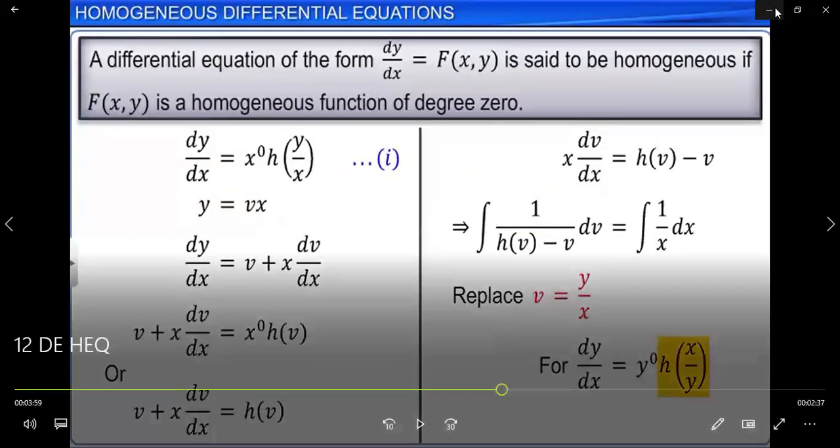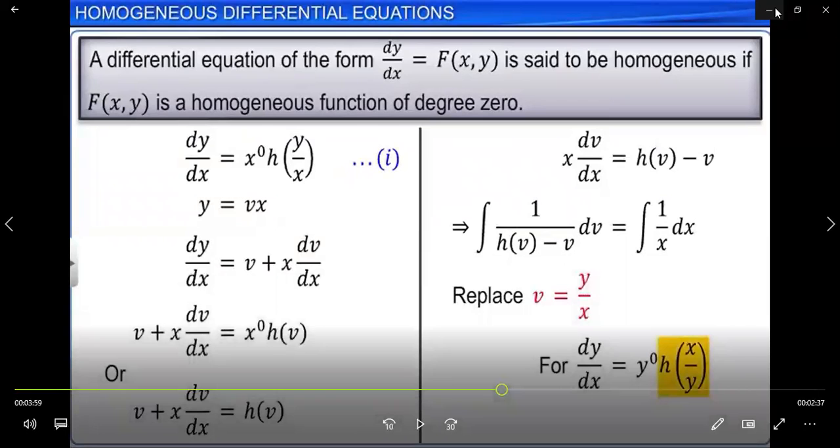Okay, so this was the first case in which the differential equation was given as dy by dx is equal to x raised to the power 0 into h of y by x. In that case, you have to substitute the value of y as v into x, and after substituting, you have to differentiate and put in the value of whatever you are getting, in order to get some differential equation. Then you have to apply the variable separable method, and further you can perform the integration to get the final result, right?